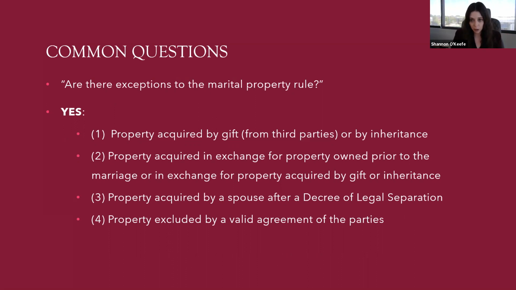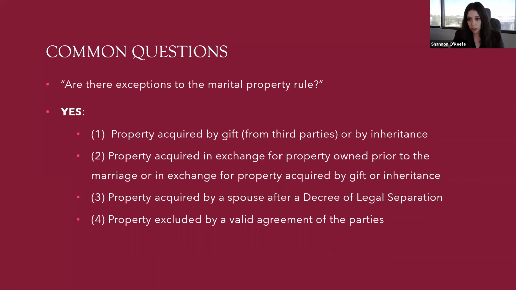The second exception here is property acquired in exchange for property owned prior to the marriage or in exchange for property acquired by gift or inheritance. So this exception actually covers 3 scenarios. Number 1, if I own the gold coin prior to marriage, if I'm gifted the gold coin by a third party during my marriage, or if I inherit the gold coin during my marriage.